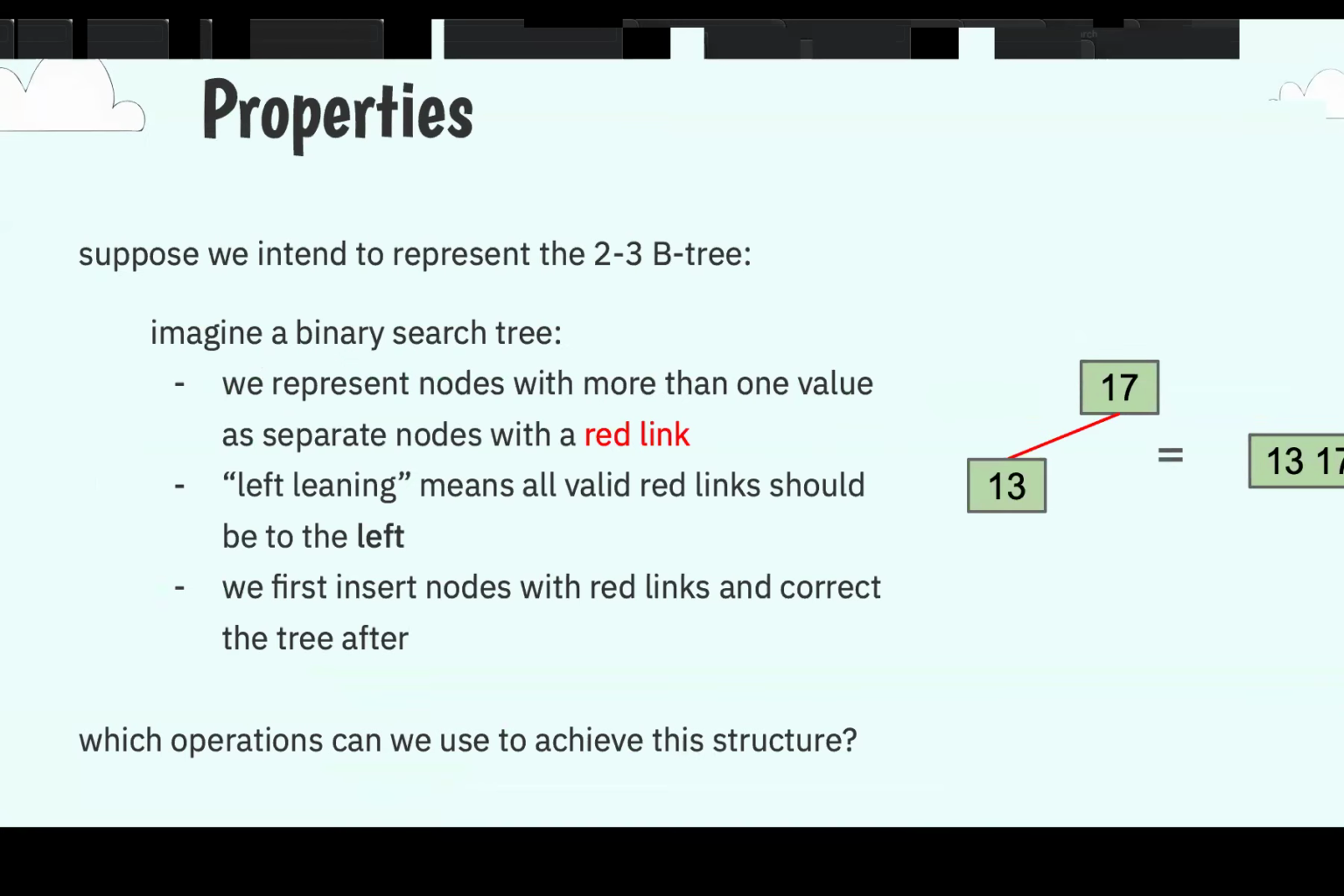Here are some properties. If we want to represent the 2-3 B tree, we imagine a binary search tree, and we represent nodes with more than one value as separate nodes with a red link. The left-leaning part of LLRB just means that all valid red links should be to the left in a valid LLRB. The way we go about inserting in an LLRB is that we insert all nodes first with red links, and then later we correct the tree. Here on the left, this red link just represents that 13 and 17 are stuffed into the same node.